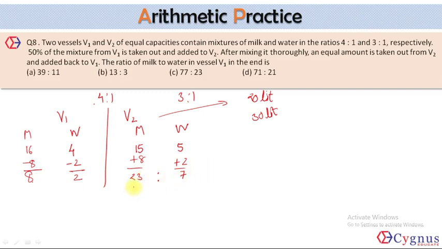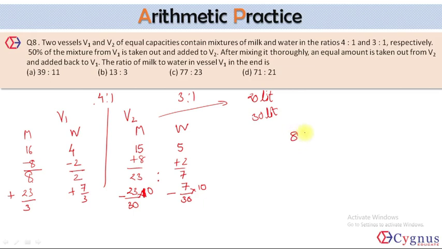So how much milk will be taken out of this? We'll say 23 by 30. 23 parts out of 30 parts of 10 liters, because I'm going to take 10 liters out of this. Similarly, how much water will be taken out from here? 7 out of 30 parts of what? 10. So this much will be subtracted from this part and added here. So 8 plus this will give you 23 by 3. And how much water will be added? 7 by 3.